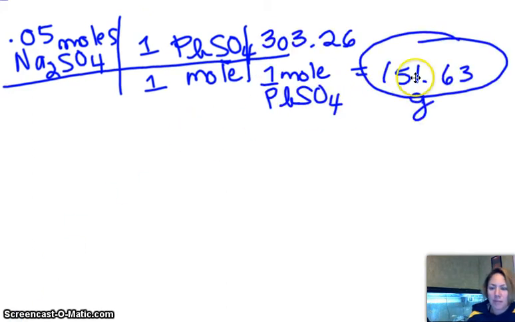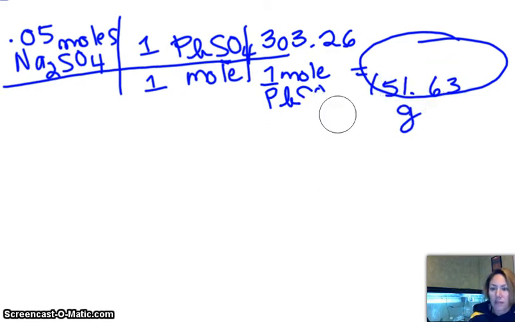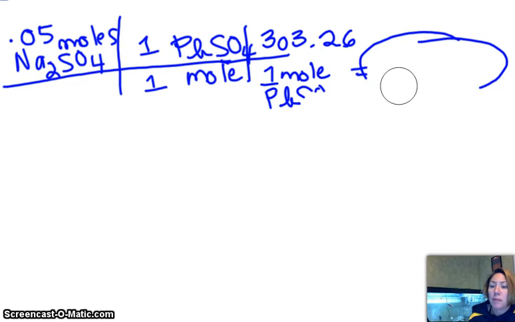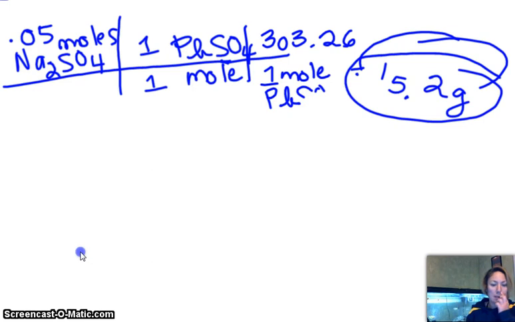Okay, so I made a mistake here. I'm back. Sorry, I had to fix it. I was off a decimal point because I multiplied by 0.5 instead of 0.05. So the answer you should come up with when you multiply by the formula mass is 15.2 grams if you go to 3 sig figs, 15.163.